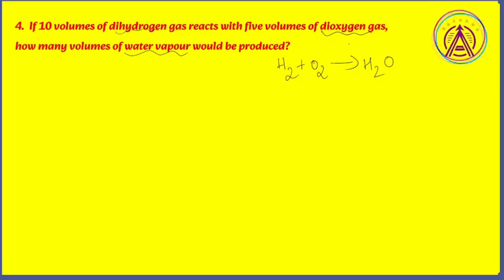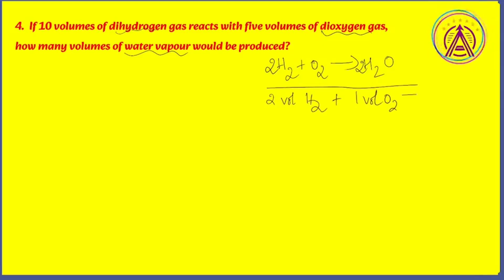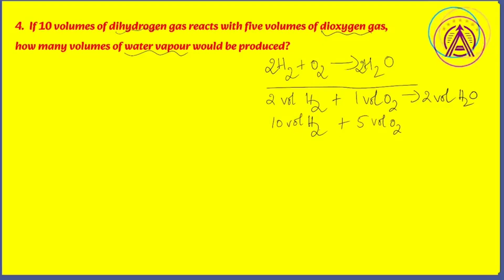So if I put a 2 over here and a 2 in front of my dihydrogen, I get a balanced equation. So what does it mean? 2 volumes hydrogen react with 1 volume oxygen to give me 2 volumes of water vapor, correct? Now my question is, I have 10 volumes of hydrogen and 5 volumes of oxygen. So if you see the ratio over here, dihydrogen to dioxygen is nothing but 2:1. So definitely I will end up getting 10 volumes of water vapor.